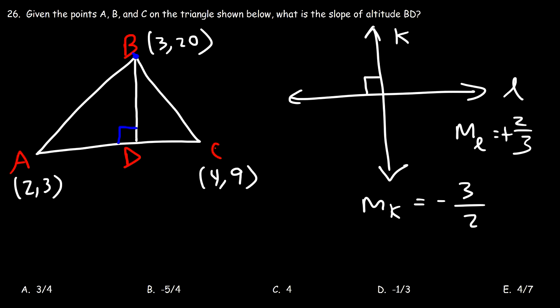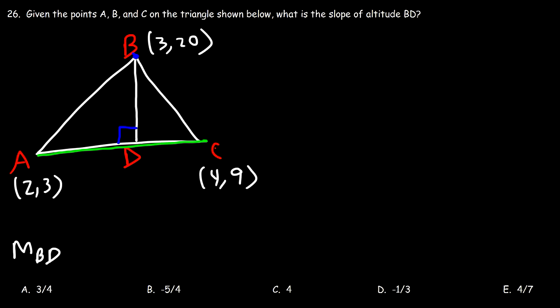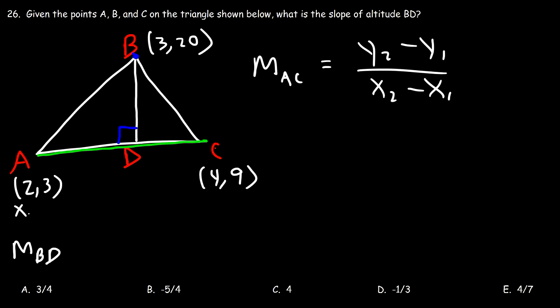Now, to find the slope of BD, we need to find the slope of the line that's perpendicular to it, that is AC. And we could find the slope of this line because we have 2 points on that line. And so to calculate the slope between 2 points, which would be the slope of AC, we can use this formula: y2 minus y1 divided by x2 minus x1. So this is x1, that's y1, and this is x2 and y2. So y2 is 9, y1 is 3. x2 is 4, x1 is 2.